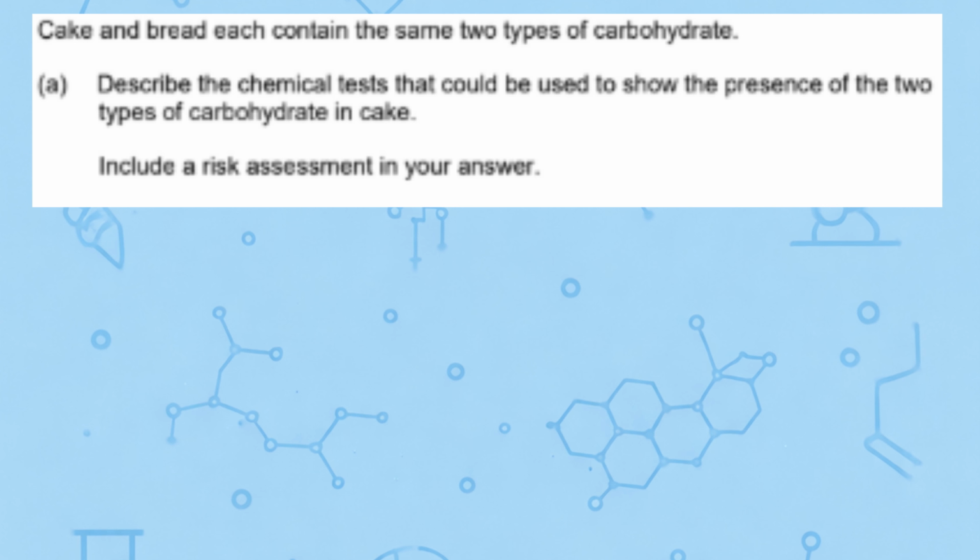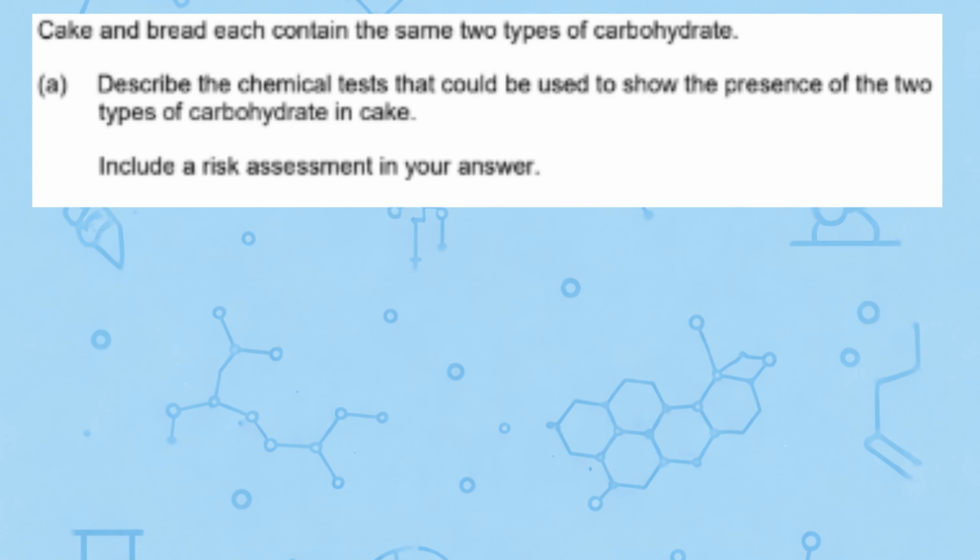Okay, this question was taken directly from a very recent AQA GCSE exam paper, so I'll just read it to you as follows. Cake and bread each contain the same 2 types of carbohydrate. Describe the chemical test that would be used to show the presence of the 2 types of carbohydrate in cake. Include a risk assessment in your answer.